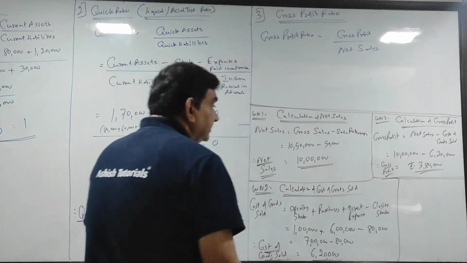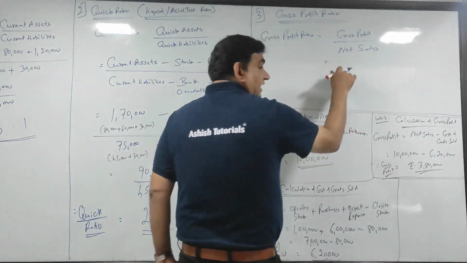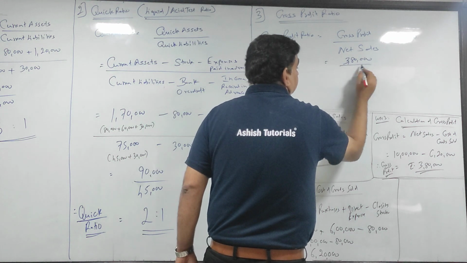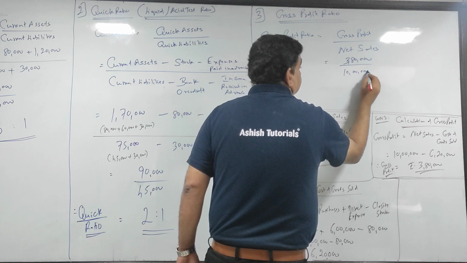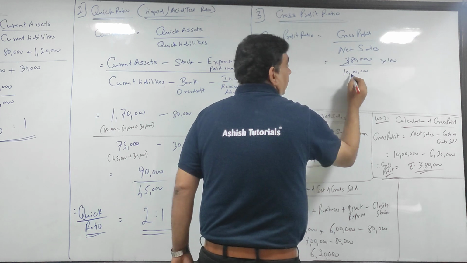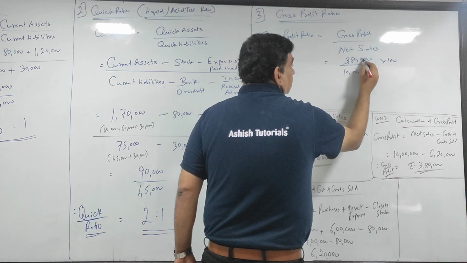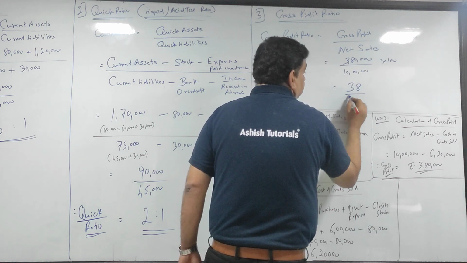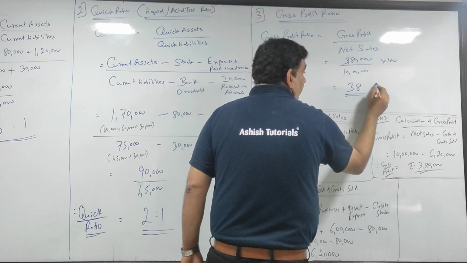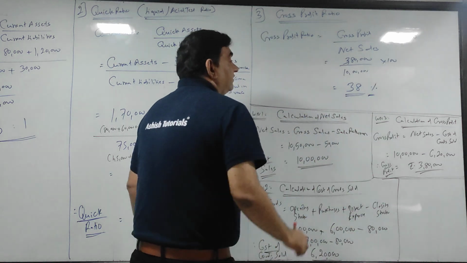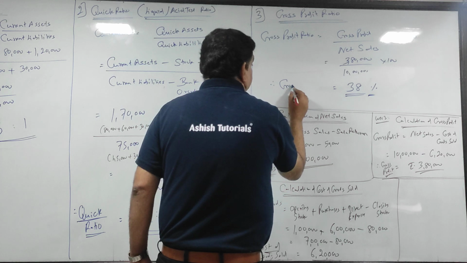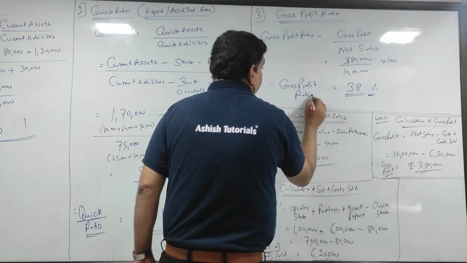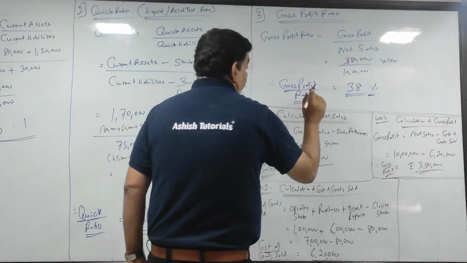Gross profit upon net sales into 100. Let's substitute where you have left space now. Gross profit 3,80,000, net sales 10 lakh, into 100. See, 1, 2, 3, 4 zeros will go out. 100, 100. So your answer is 38, and because you have multiplied by 100, it will be 38%. So therefore, my gross profit ratio is 38%.